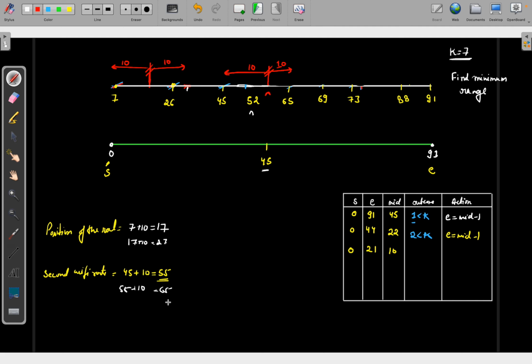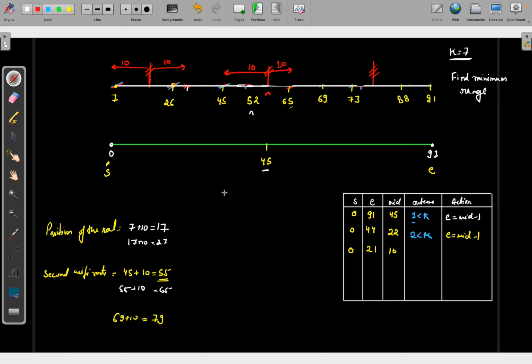Okay, now again, right? So how many houses are getting a Wi-Fi supply? 1, 2, 3, 4, and 5. What about the rest ones? So again, one more plantation, right? So I will choose the next house. 65 is already done. So I will choose the next house, that is 69 plus 10, that will be 79, right? So I will plant at 79.